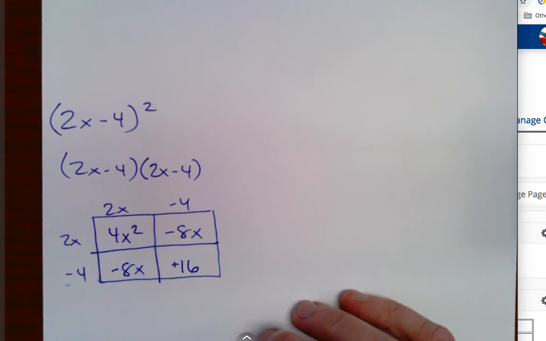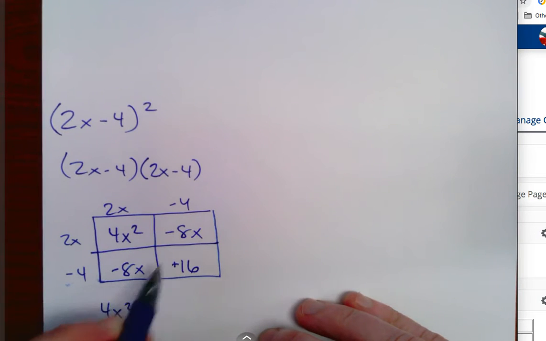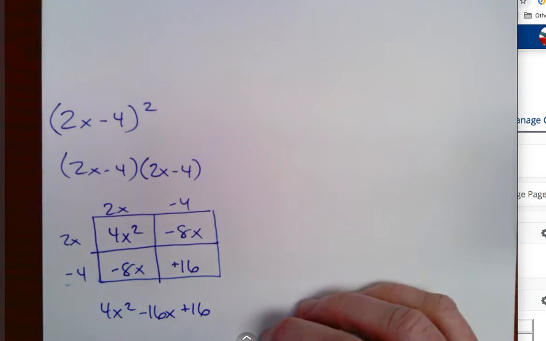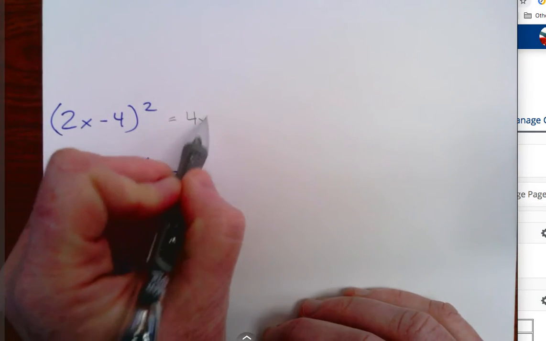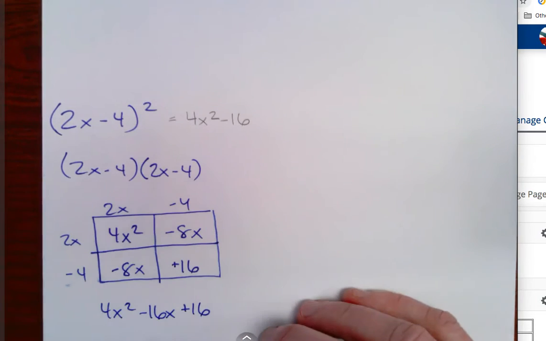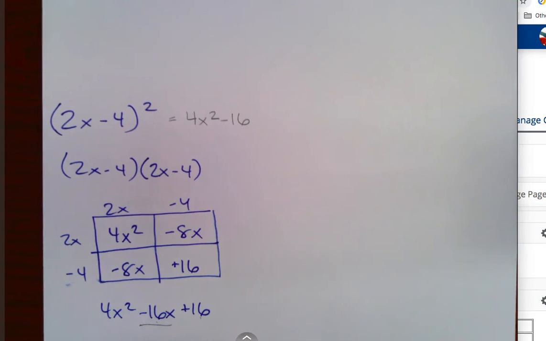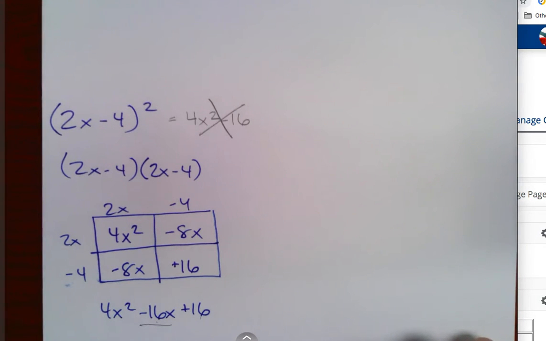So if I combine like terms, I get 4x squared, negative 8x, that's negative 16x plus 16. So if you had made the mistake of just squaring both terms, you would have ended up with the incorrect answer of 4x squared minus 16. You would have completely missed this middle term. It just so happened that this number ended up being the same as that number, just with different signs. That's not always the case. This is not correct. You have to distribute the whole thing out.